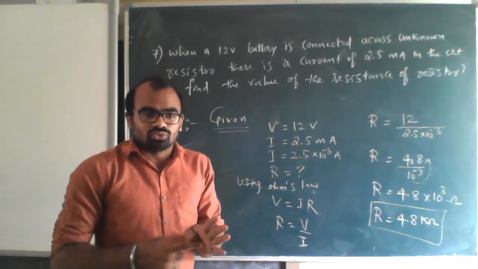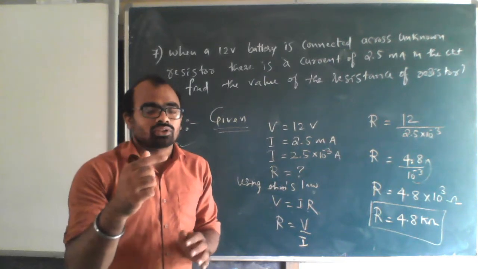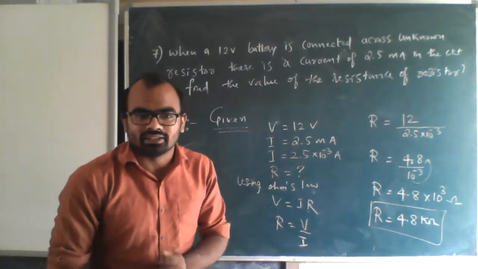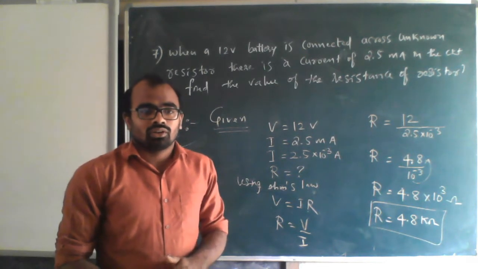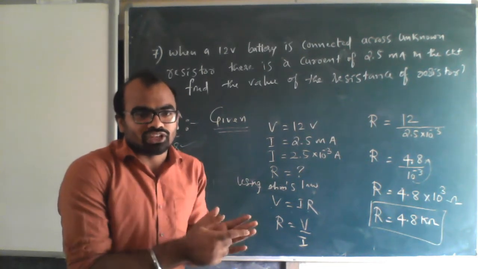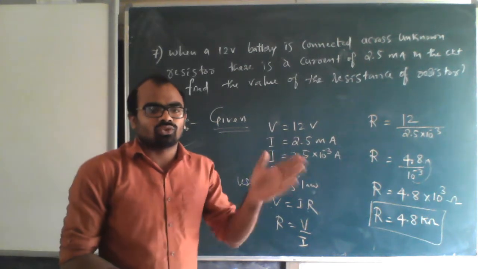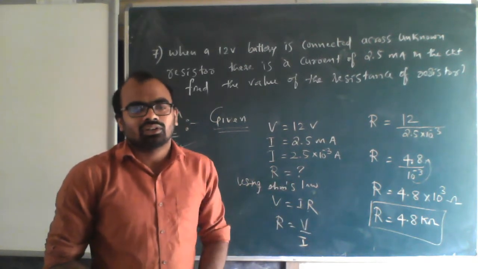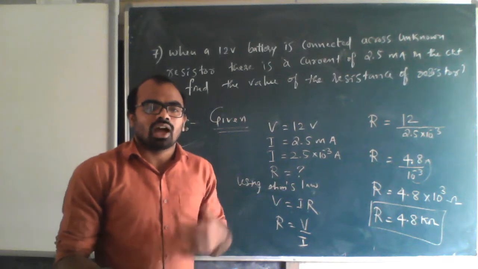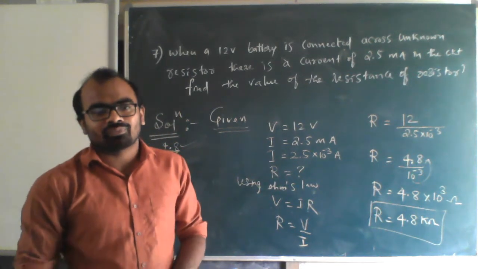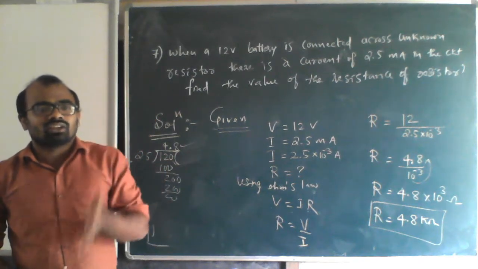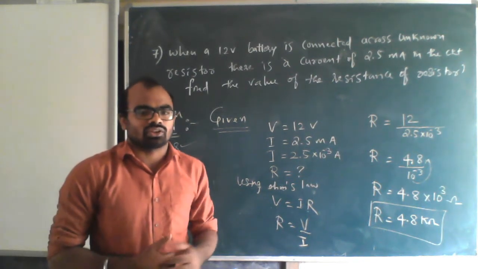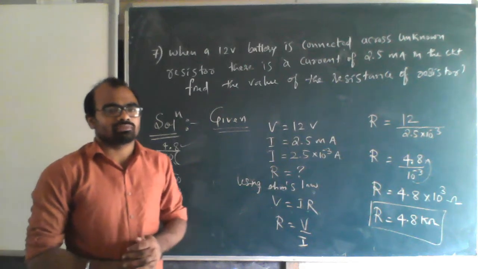Q is equal to I t, so I is equal to Q by T. That is the first formula. Second formula, potential difference: V equal to W by Q. Third formula, V equal to IR, Ohm's law. Fourth formula, R equal to rho into L by A. That is our resistance formula: resistance equal to resistivity into length divided by area of cross section. I hope this much is clear with this problem.